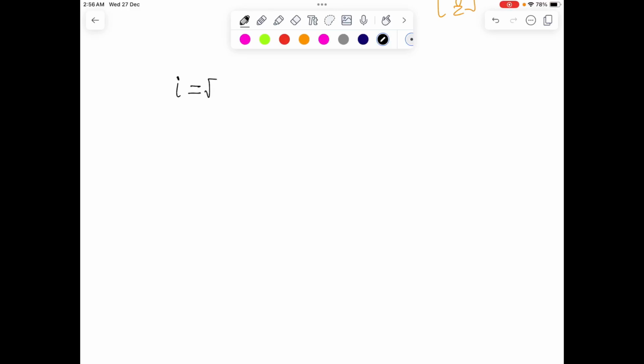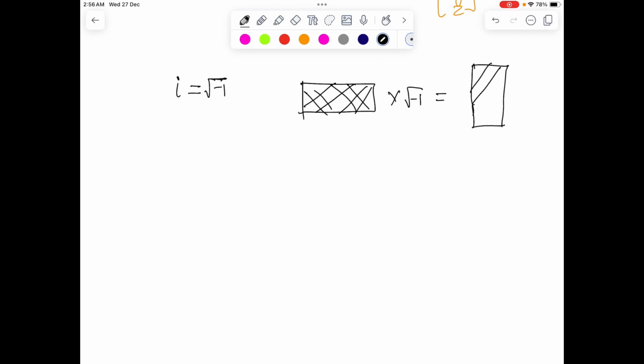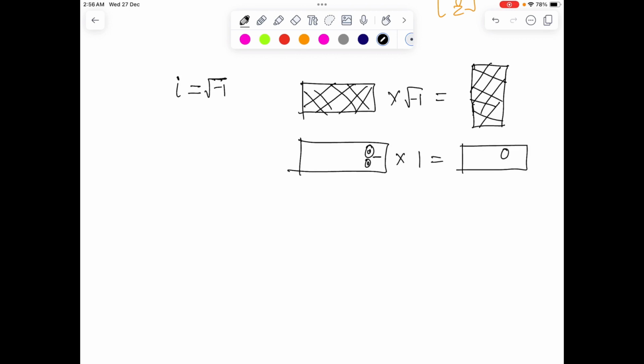Root minus 1 acts as an operator which rotates an object by 90 degrees. So this was the physical significance of root minus 1. Unlike 1, maybe, which rotates an object by 0 degrees.